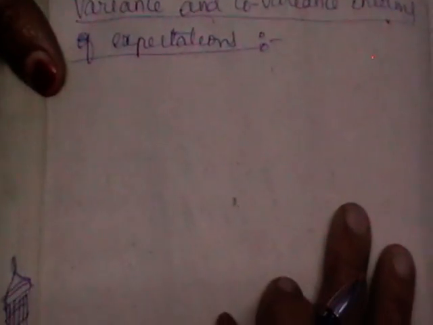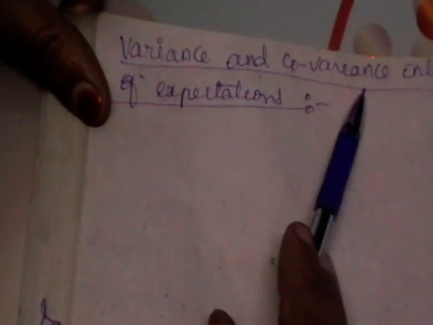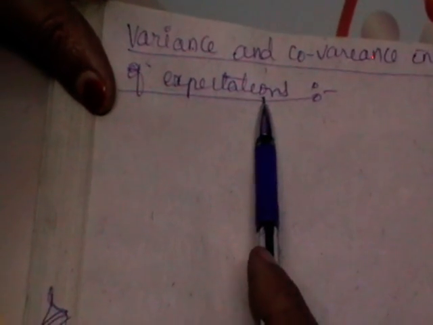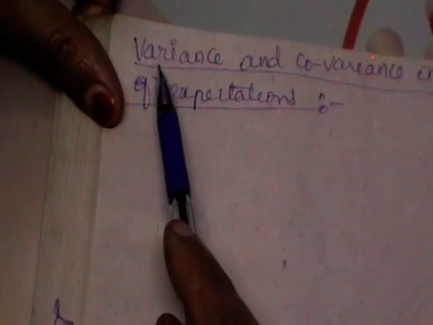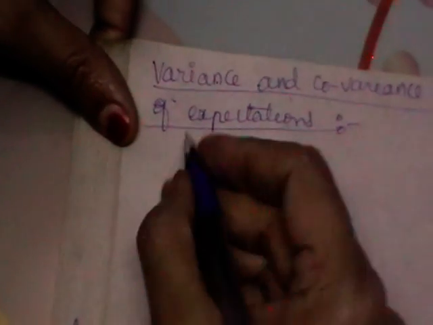We have discussed E of x, which is called the mean or expectation of x. Now we are going to write the formulas for variance. This is a new term called covariance in terms of expectations. The next topic is we are going to write the formula for variance and covariance in terms of expectations.